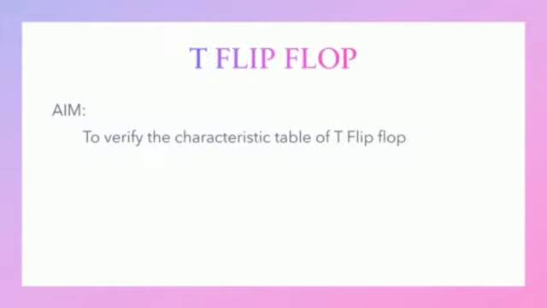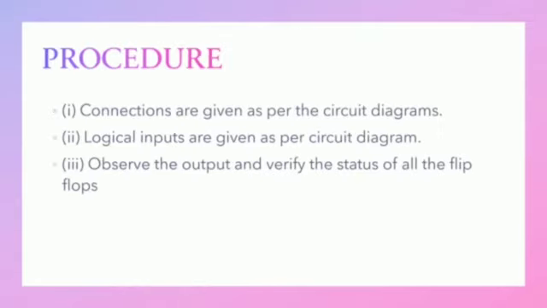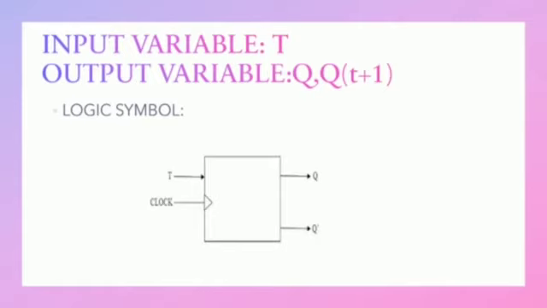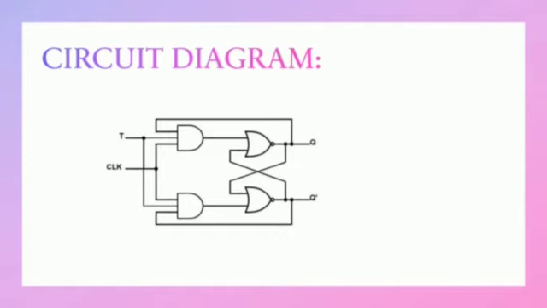And the last flip-flop is the T flip-flop. The aim is to verify the characteristic table of the T flip-flop. The procedure is that connections are given as per the circuit diagram, and we have to give the logical inputs, observe the output and verify the status of all the flip-flops. Here the input variable is T and the output variables are Q T and Q T plus 1. And this is the logic symbol of the T flip-flop.